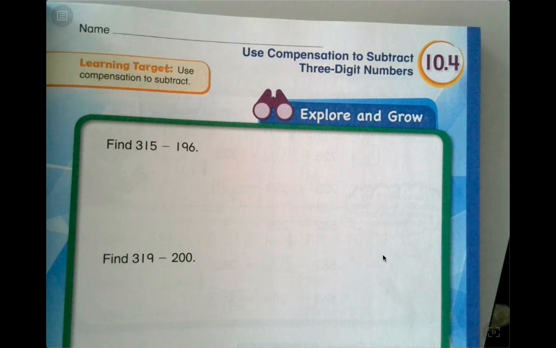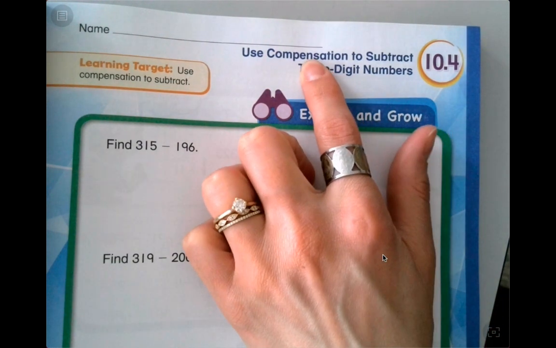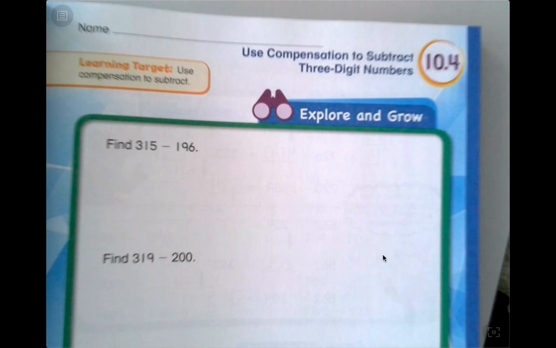I think some people like it, some people don't. I understand, but you have to be able to use this method. And in fact, I actually like this method. What is compensation? What do you really need to know about compensation?